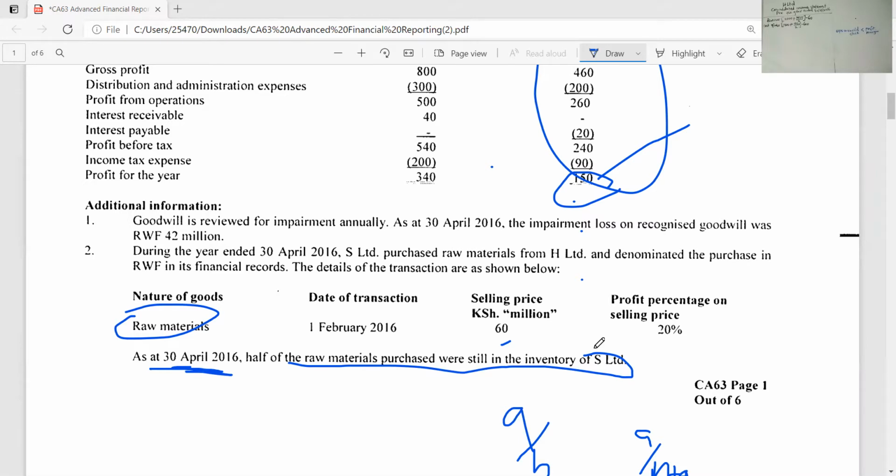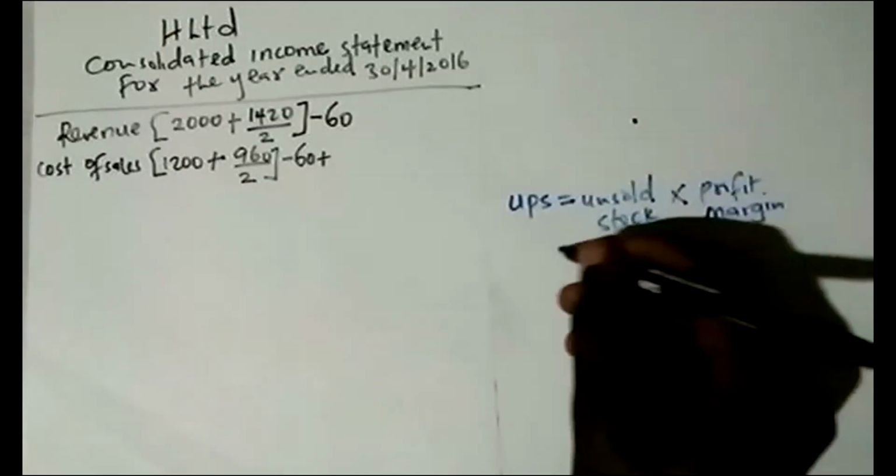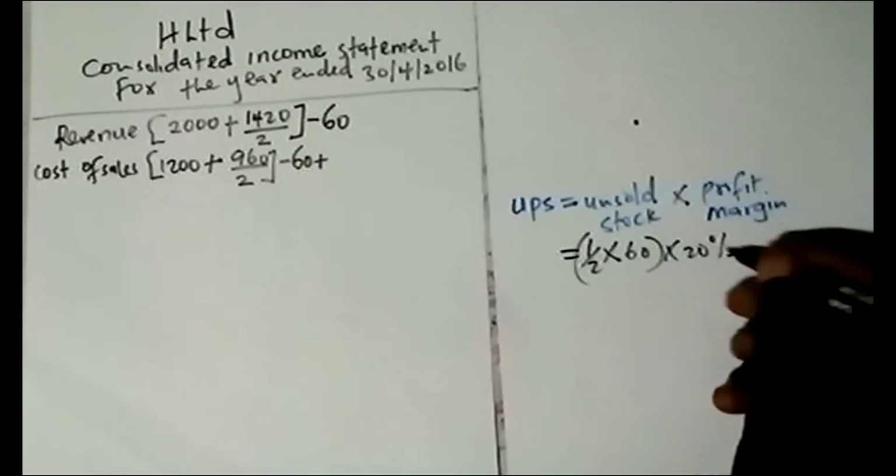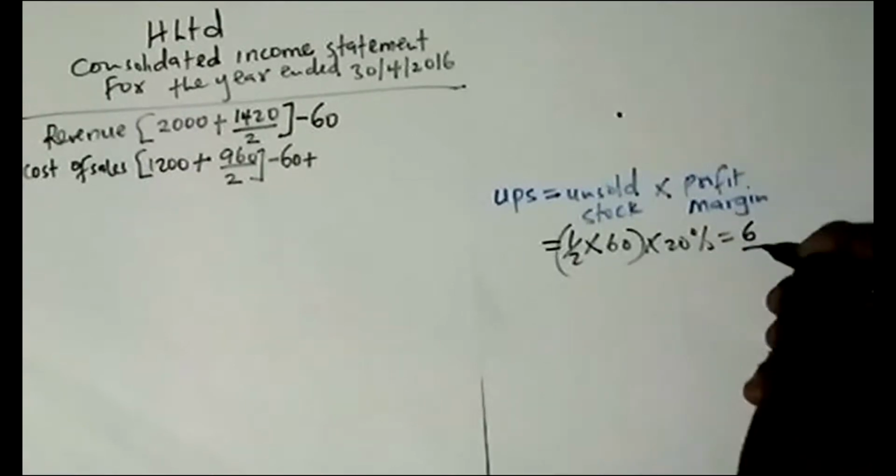So 30 goods worth 30 million were never resold. And remember that they were sold to him from H at a profit of 20%, because they have given us a profit percentage on selling price. Since he never resold all of the goods, there is a profit he never got in return, so we need to get that so that we adjust. I will take the unsold goods times the profit margin: a half of 60, after that I multiply with 20%. That one you can see is 6.